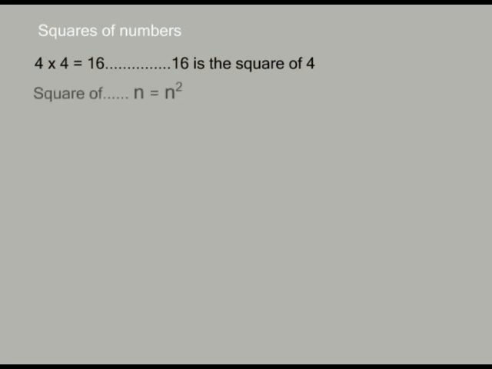Next chapter, squares and square roots. When a number is multiplied by itself, the product is called its square. So 4 times 4 is equal to 16. We say 16 is the square of 4. In shorthand, the square of a number n is given as n raised to power 2. And so 4 squared is equal to 16.